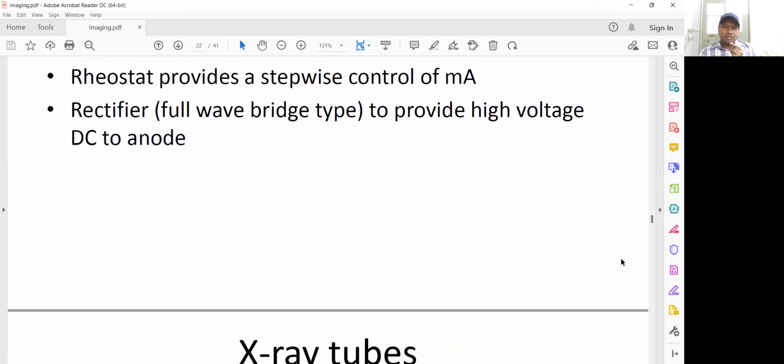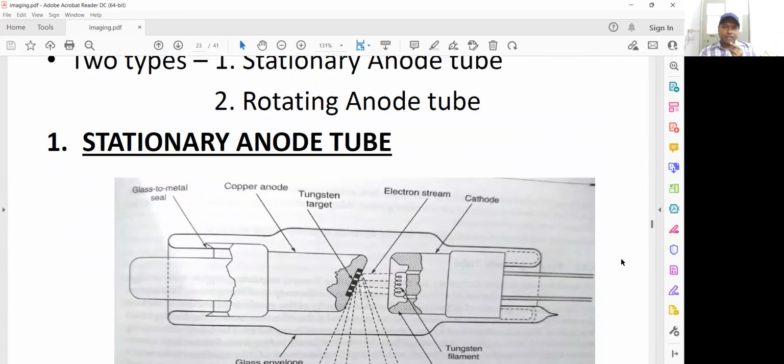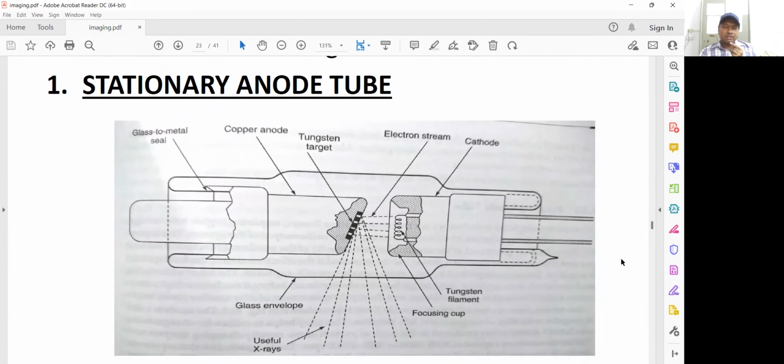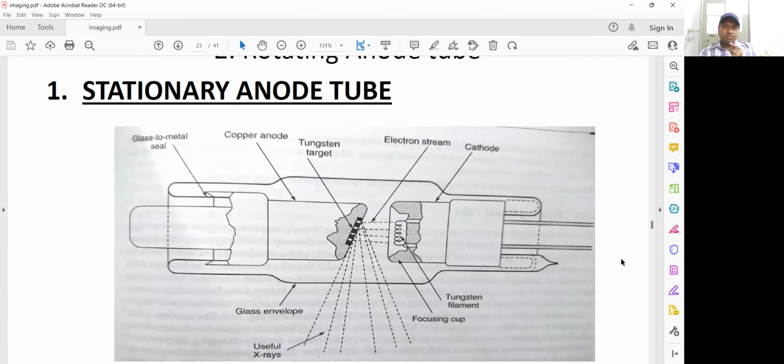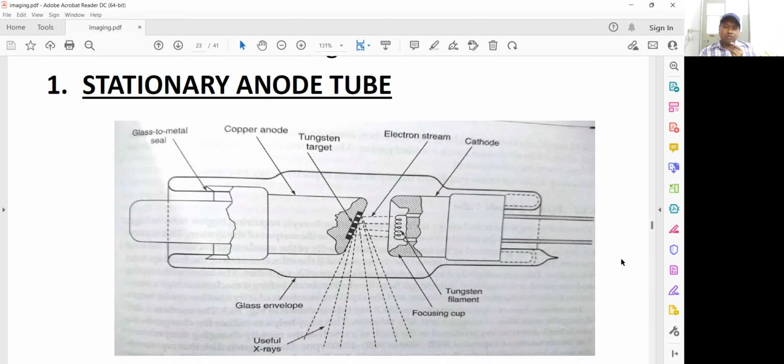Let us first see the X-ray tube. This is the stationary anode tube. What is stationary and what is rotating? Why is it rotating? What is the disadvantage of the stationary one? We will discuss it later, but preliminarily, we will discuss the anode tube.